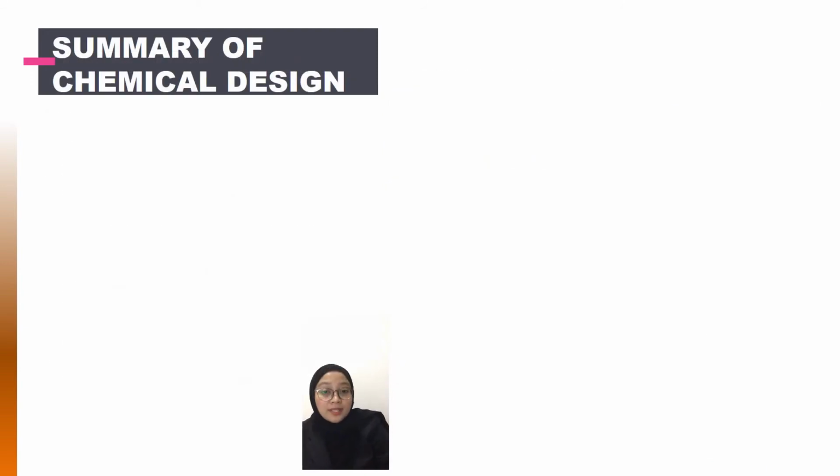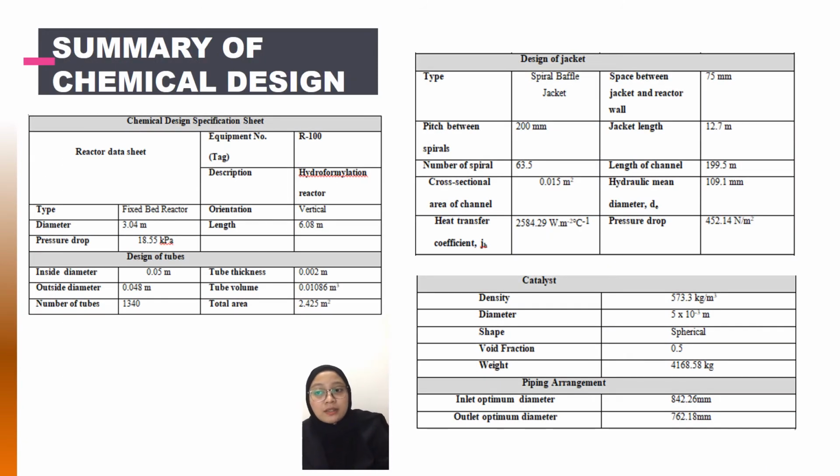To summarize the chemical design, this reactor has a diameter of 3.04 meter, length of 6.08 meter, and the orientation is vertical. The design of the tube is an inner diameter of 0.05 meter and 0.048 meter for the outer diameter. And the number of tubes is 1,340 tubes.